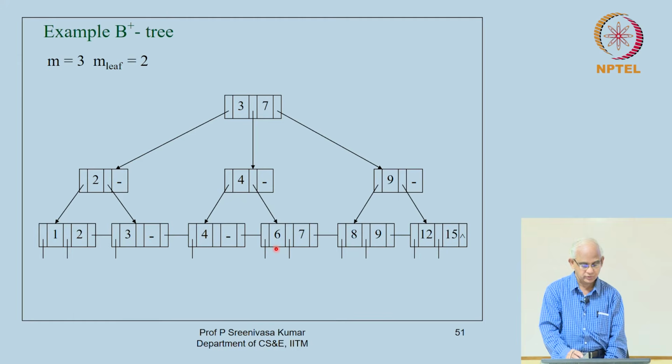Okay. If it exists, it is possible that, say for example, 5 is not existing here. Okay. So, is that clear? Do you have any questions?